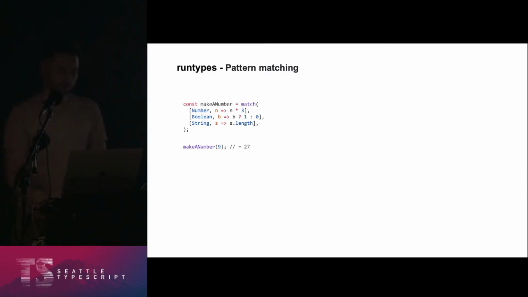But then a few nice things that it has that I'm not sure if some of the others will have. A nice one is pattern matching. So imagine you have a function that you want to be able to pass different types to, and it will decide what to do based on the type that you're giving it. In this case, if it's a number, you multiply it by 3, but if it's a string, you give the length of the string.